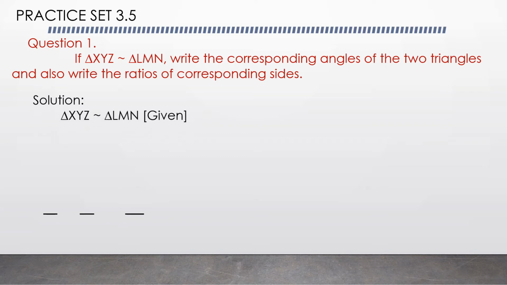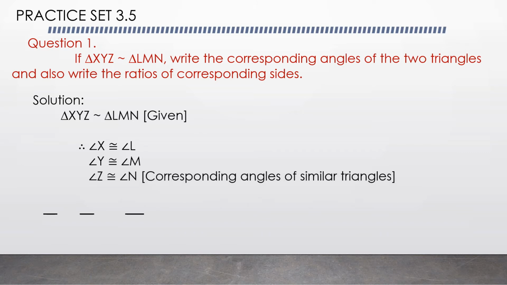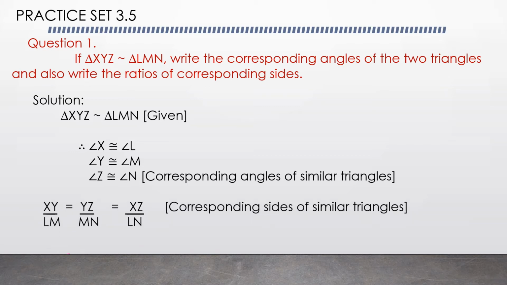Solution. Triangle XYZ is similar to triangle LMN and therefore angle X is congruent to angle L, angle Y is congruent to angle M and angle Z is congruent to angle N, because of the corresponding angles of similar triangles. And the corresponding sides: XY upon LM is equal to YZ upon MN is equal to XZ upon LN. That is because of the corresponding sides of similar triangles.